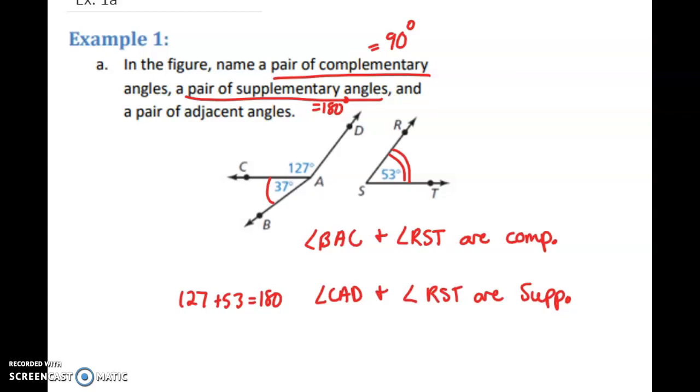And last but not least, what's a pair of adjacent angles? Remember, adjacent angles have a common side and a vertex, but they don't overlap each other. So that would be the 127 and the 37. So that's angle CAD, the 127 degree one. And the 37 degree we can call either CAB or BAC. And they are what's called adjacent.